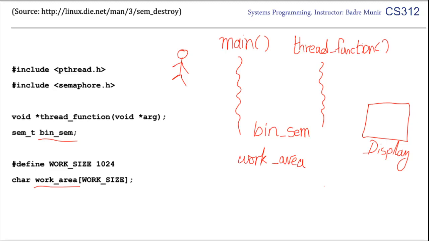Now let's look at the code. The code starts off by declaring the signature of the function to execute in the thread. Notice void pointer return value, void pointer as input.